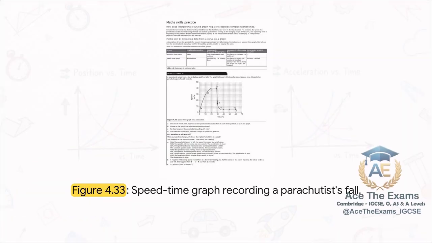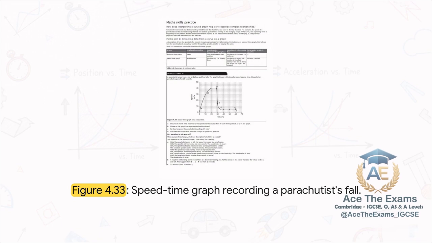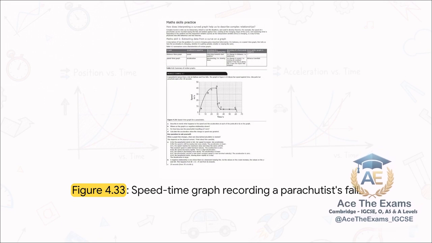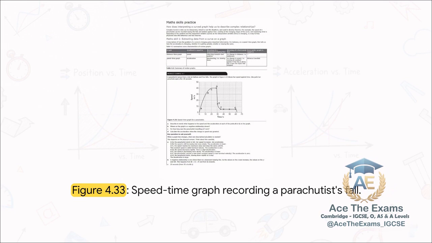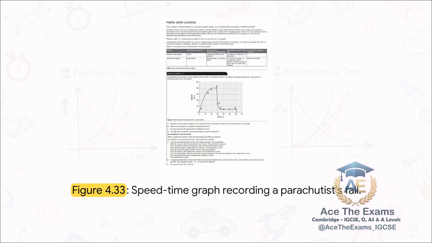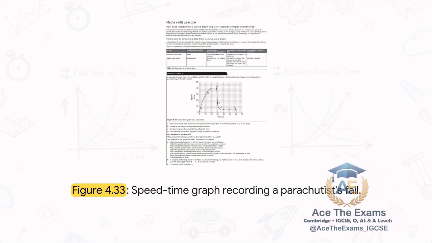Let's actually look at this framework in action. This is the classic Cambridge parachutist case study. It's a favorite for a reason. Real-world physics is rarely just a straight line, right? So interpreting a curved graph like this helps us decode really complex relationships.